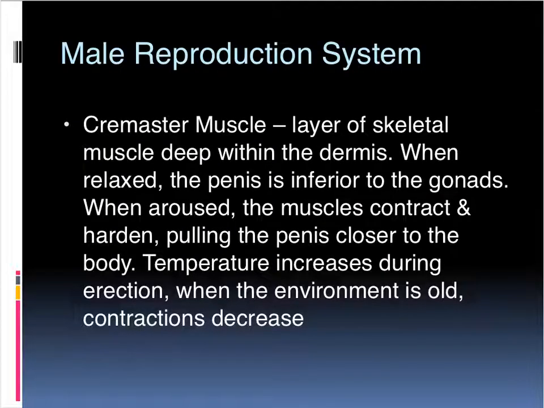There's a muscle called the cremaster muscle. It's a layer of the skeletal muscle deep within the dermis. When relaxed, the penis is inferior to the gonads. When aroused, the muscles contract and harden, pulling the penis closer to the body. The body temperature increases during erection, and when the environment is cold, contractions can decrease.